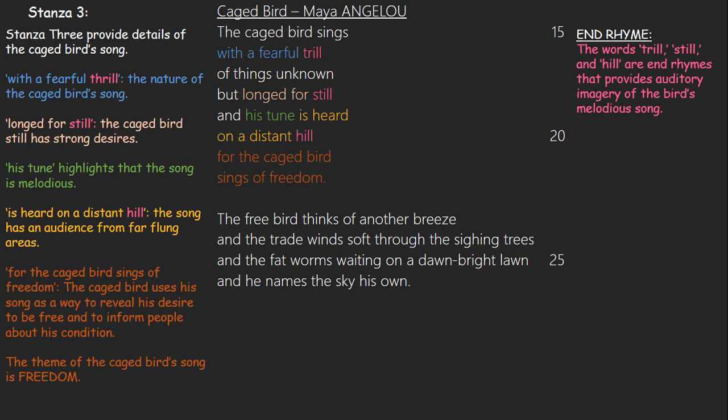This is really striking as well because we see also in the second and the third stanza that Angelou uses end rhyme, and we see that in the words trill, still, and hill. The words trill, still, and hill are end rhymes that provide auditory imagery of the bird's melodious song. So the song of the bird was very melodious. Maya Angelou doesn't reveal to the reader the lyrics of the song, but she reveals to the reader the effect of the song.